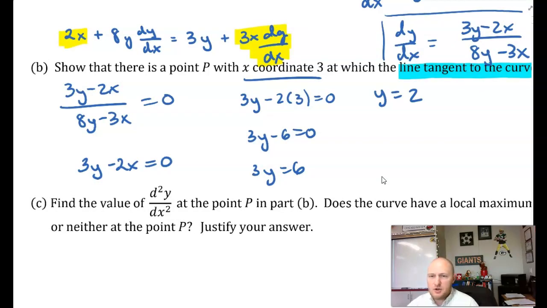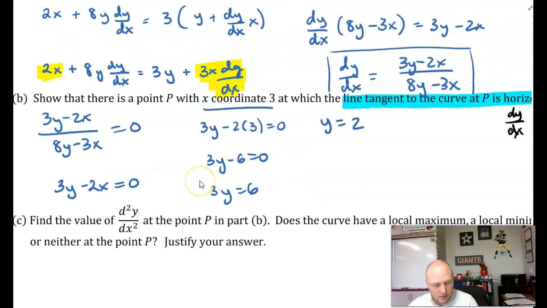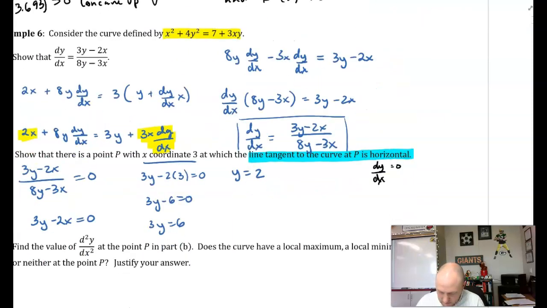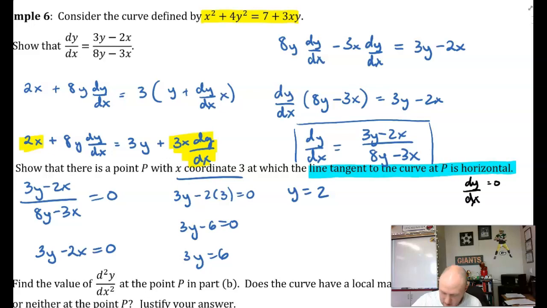Okay, so I do need a point P. I need to solve for a point P. So I'm going to plug that back into my function and see what we get. Our function is, up here at the top, x squared plus 4y squared. Our x value is 3, right? So I'm just plugging this back into the original function. I'm going to check and see if this point does exist on the function.